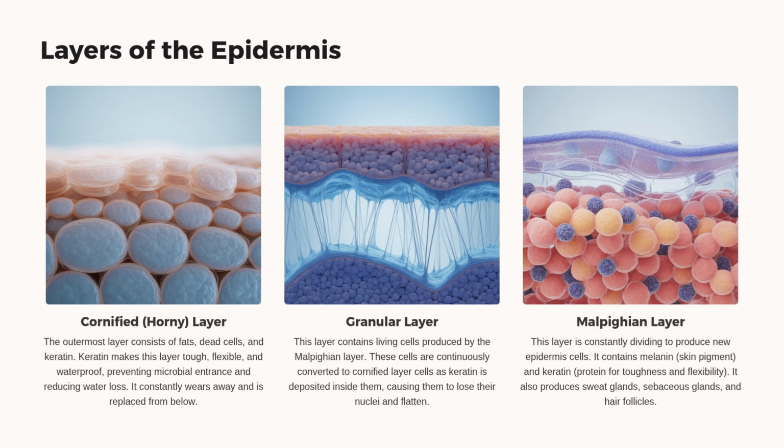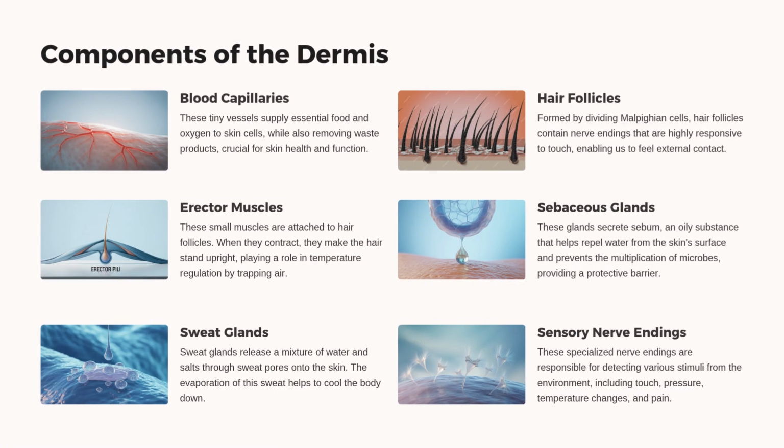This layer is constantly dividing to produce new epidermis cells. It contains melanin, skin pigment, and keratin, protein for toughness and flexibility. It also produces sweat glands, sebaceous glands, and hair follicles, components of the dermis.